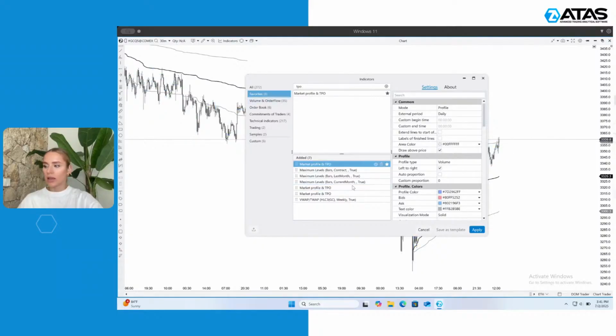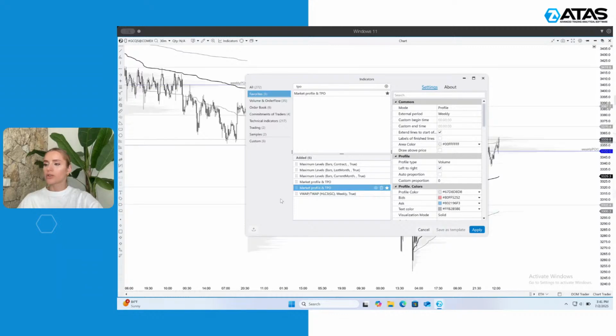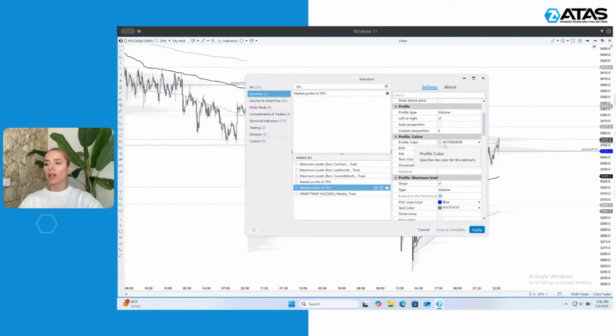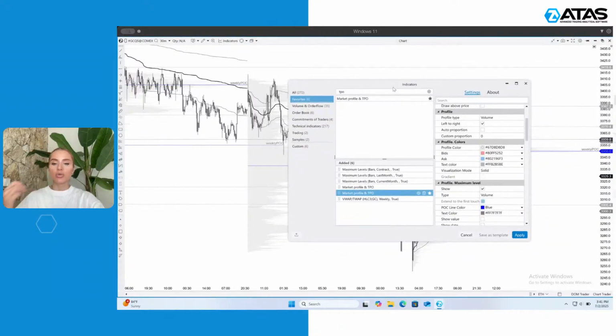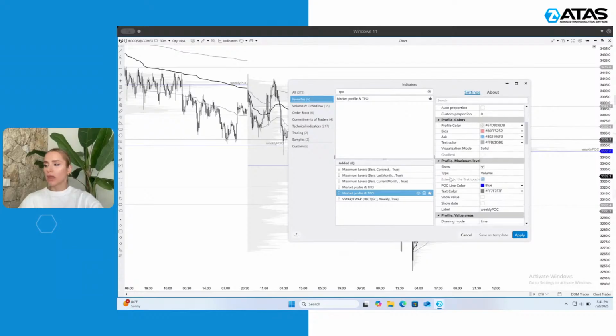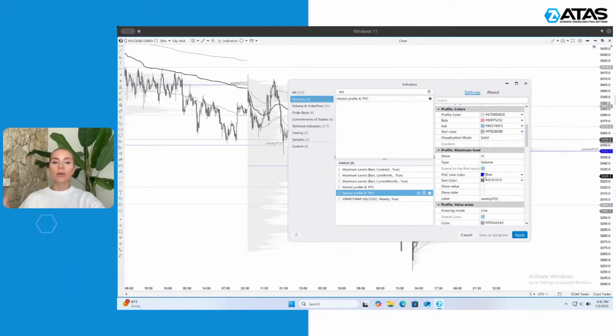Now let me delete this and open this one. So the one that we will be using today, and the one that you will be having in your workspace, is going to be with the following settings. The mode profile, the external period weekly, okay, the profile type volume specifically, and then you can adjust the profile colors. For me, it's great to make sure that we can still see the proper chart and it's not too bright for our eyes. The point of control line for me at the weekly volume profile is always blue.